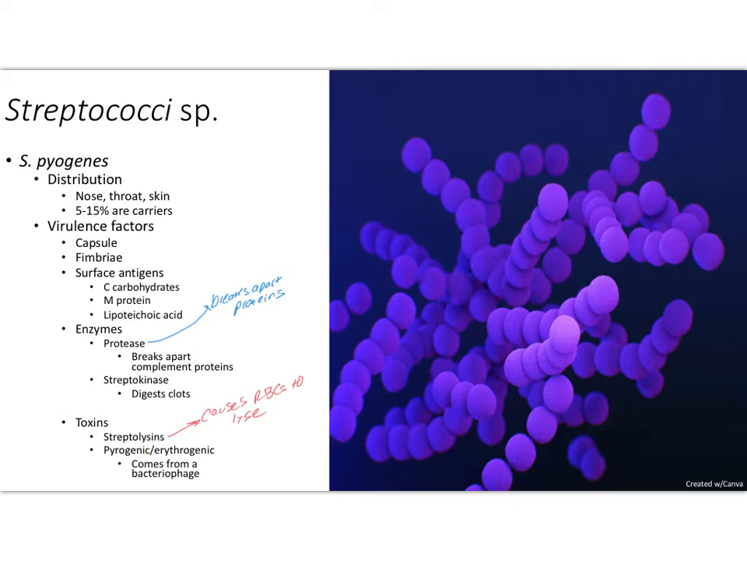And then some of them, although not all strains of this particular organism will produce this, but some of them will produce a toxin called pyrogenic or erythrogenic toxin. This one actually comes from a bacteriophage, and it will cause a big rash to form all over the body.